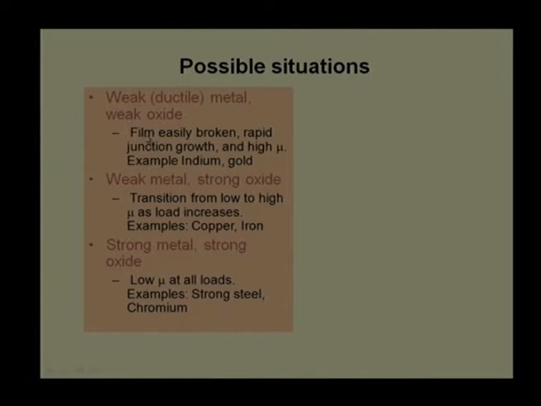So, what we are able to say from that is, this film made of weak oxide can be easily broken, because its bonding to the parent material is much weaker, and this kind of material with a weak oxide layer will undergo rapid junction growth, resulting in a very high value of mu, a high coefficient of friction.